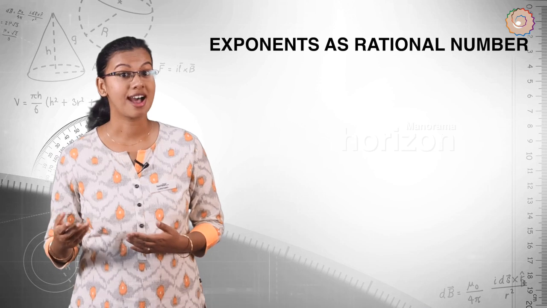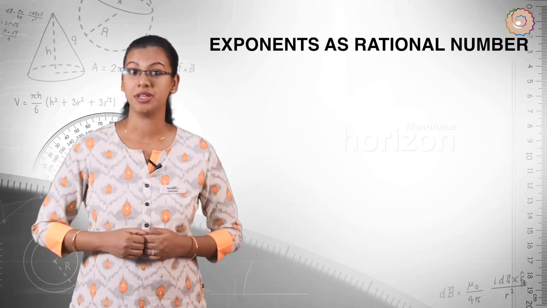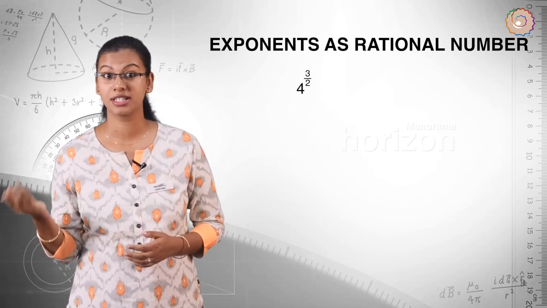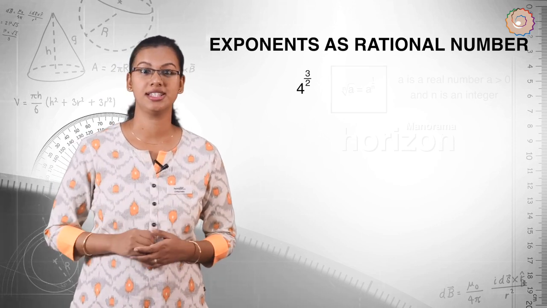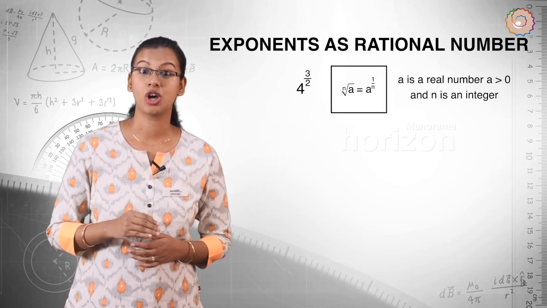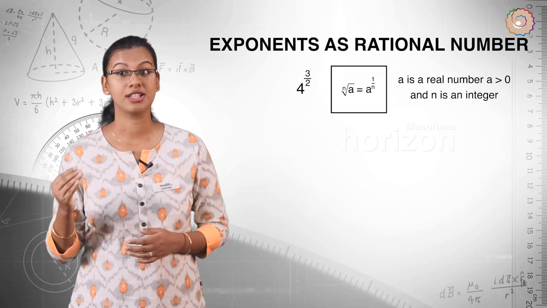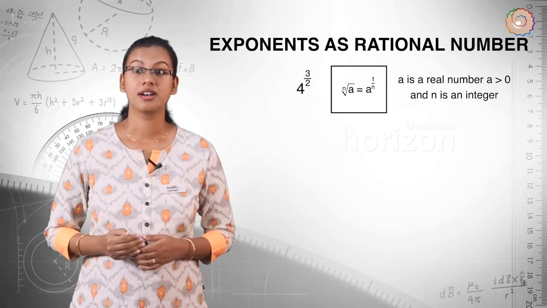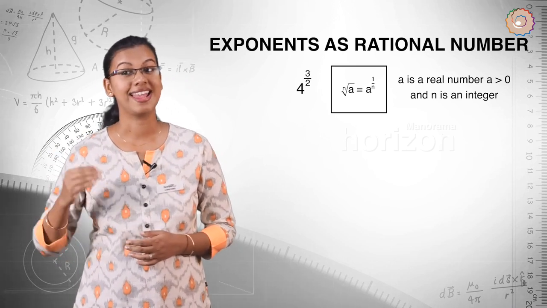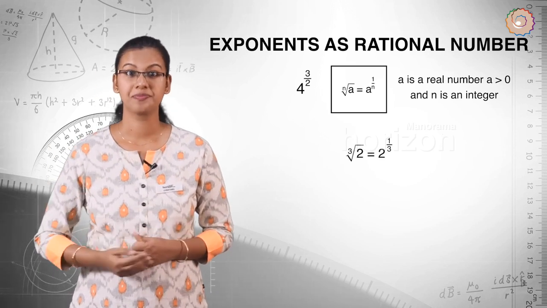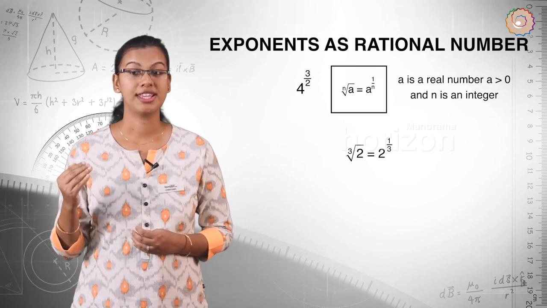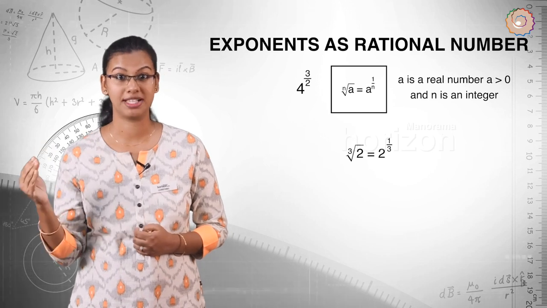What if the exponents are rational numbers, that is in P by Q form? For example, 4 raised to 3 by 2. For this, we have a new identity, that is nth root of A equals A raised to 1 by N, where A is a real number and A greater than 0 and N is an integer. For example, cube root of 2 equals 2 raised to 1 by 3.